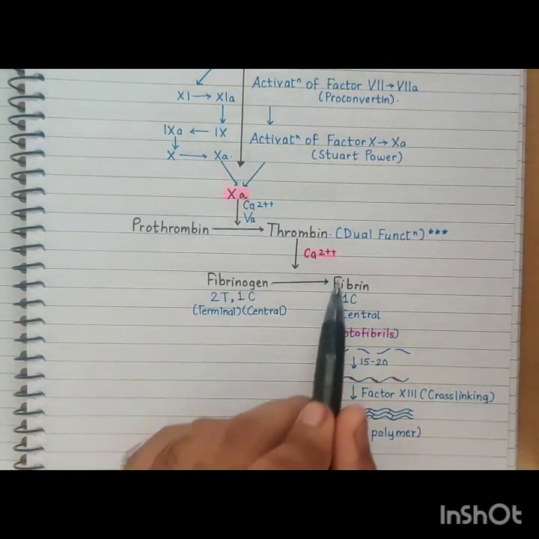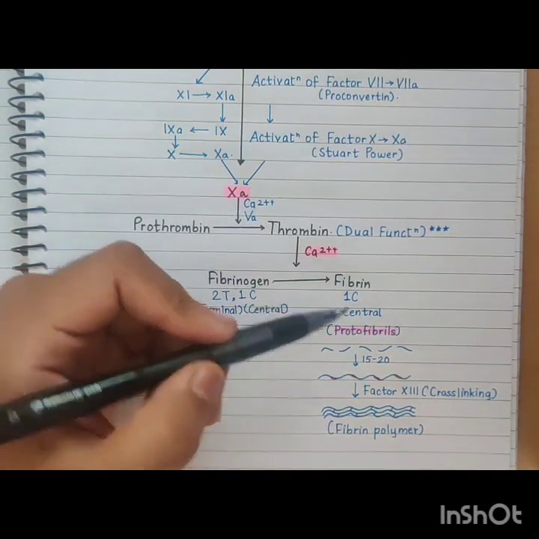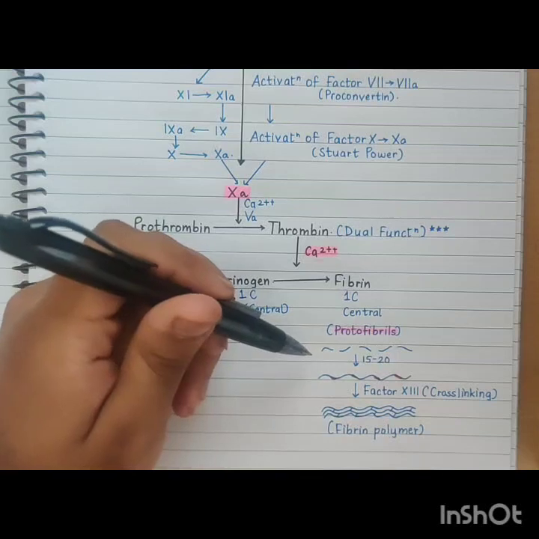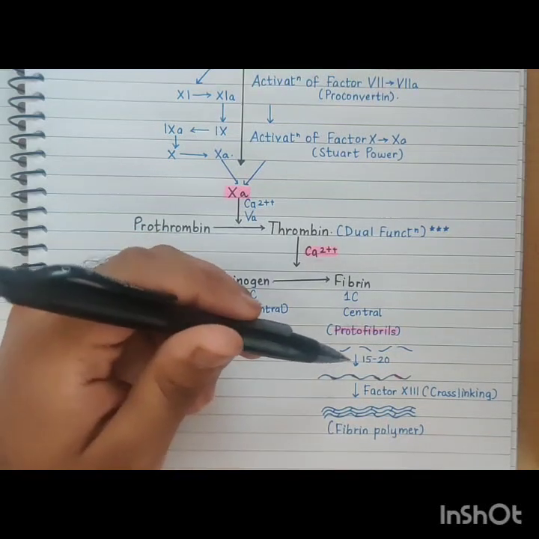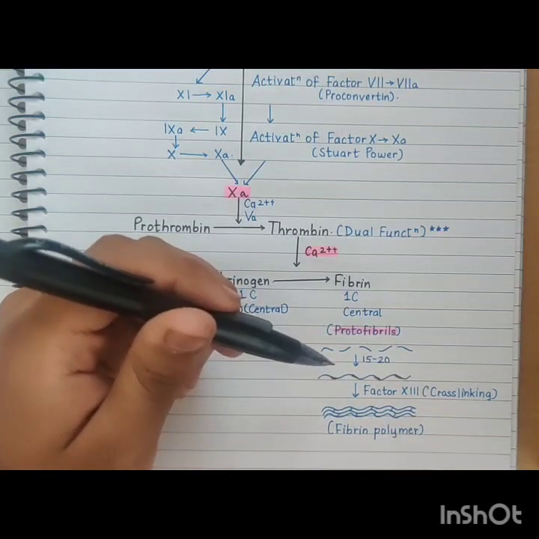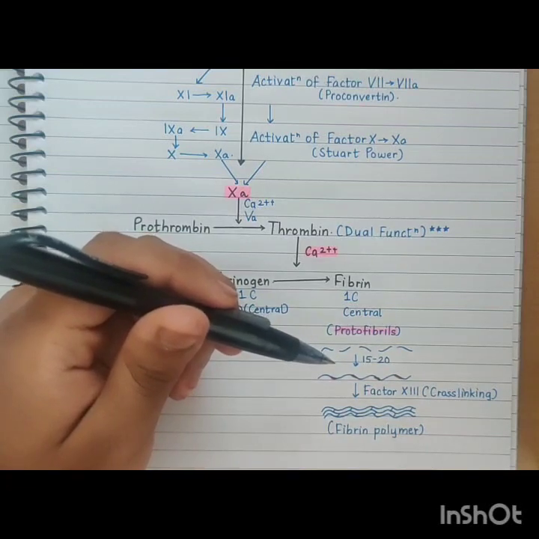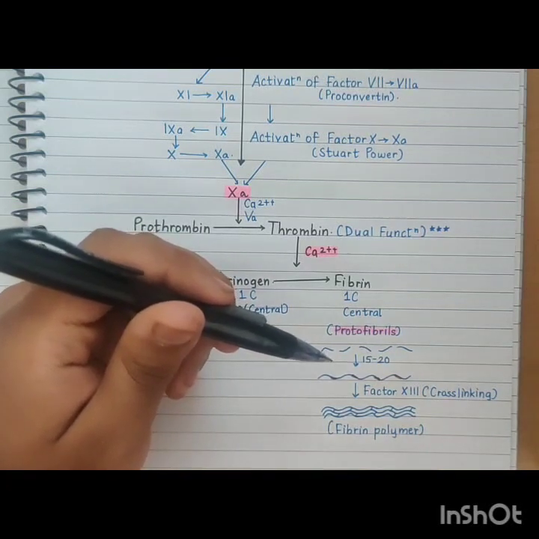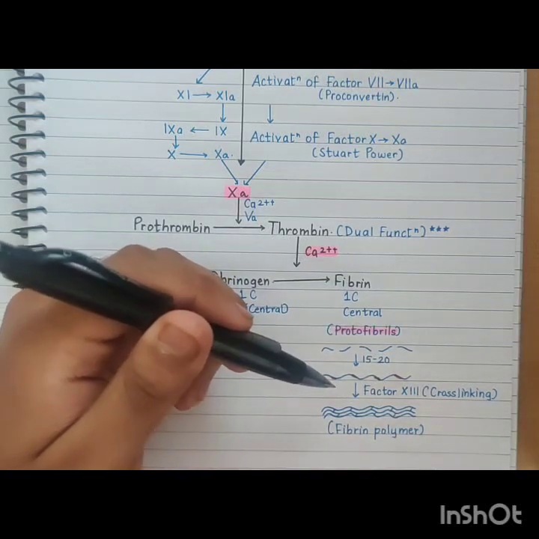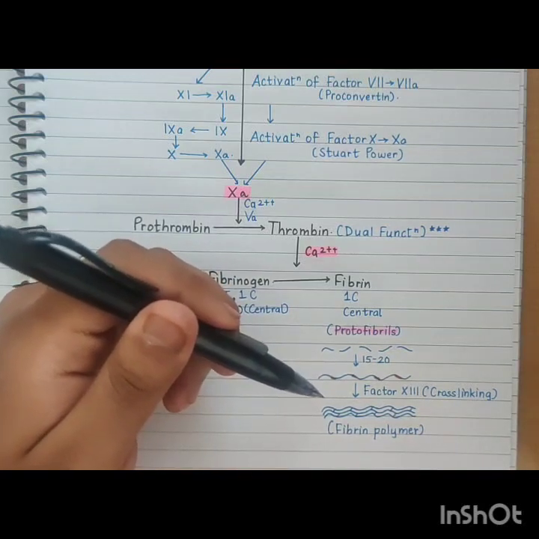Now once this is formed, what we are getting is not actually fibrin. We are getting small pieces of the thread called protofibrils. Now these protofibrils will join in a number of about 15 to 20 to form a fibrin monomer, not a fibrin polymer. Now factor 13, which is the fibrin stabilizing factor, will actually cross-link the monomers to form a proper fibrin polymer, which will lead to the fibrin plug formation.